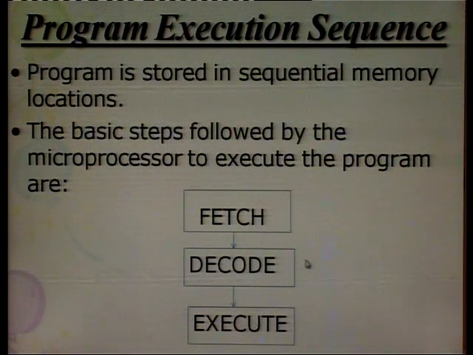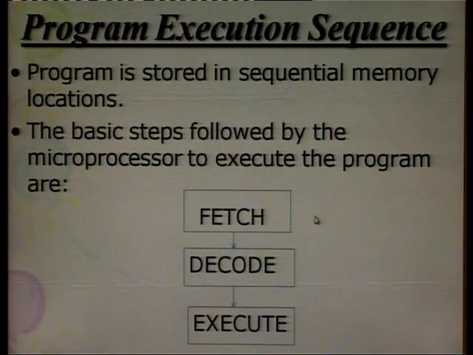Now, this sequence is repeated until the last instruction in the program is fetched by the microprocessor, and it stops the further incrementation of the program counter to fetch data from the next state. So, we must understand that a microprocessor works on these three principles, that is fetching, decoding and execution, and fetching is done with the help of the contents of the program counter.